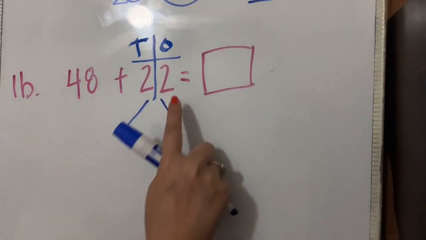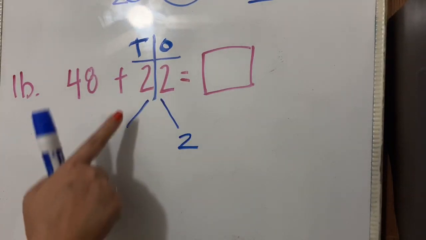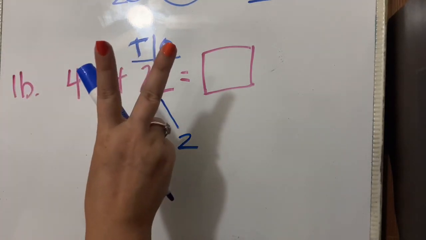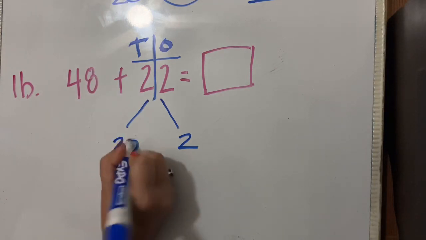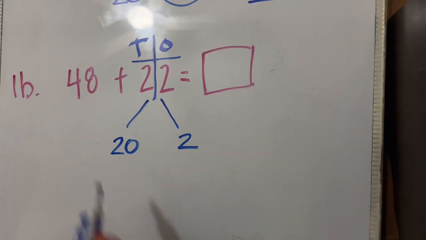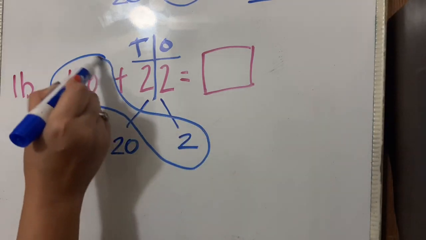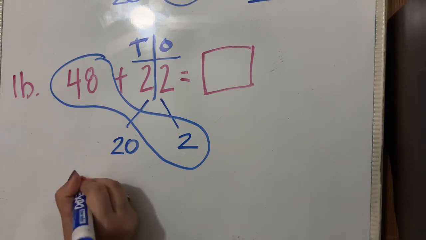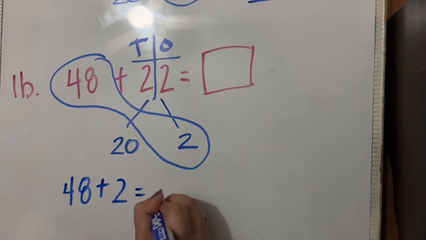So I have 2 ones. So over here I'm going to write 2. And for my tens, I still have 2 groups of 10. So 2 groups of 10, 10, 20. So I still have 20. Okay. Now I'm going to circle what I'm adding, and I'm working on my ones today. So I have 48 plus 2. 48 plus 2 equals something.